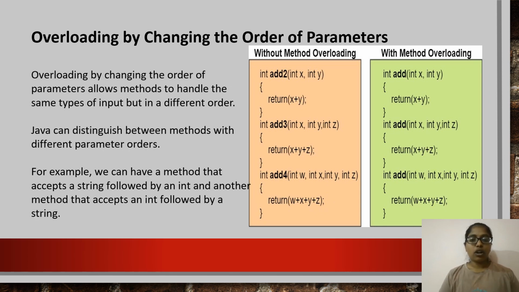Overloading by changing the order of parameters. Overloading by changing the order of parameters allows methods to handle the same types of input but in a different order. Java can distinguish between methods with different parameter orders. For example, we can have a method that accepts a string followed by an int and another method that accepts an int followed by a string.